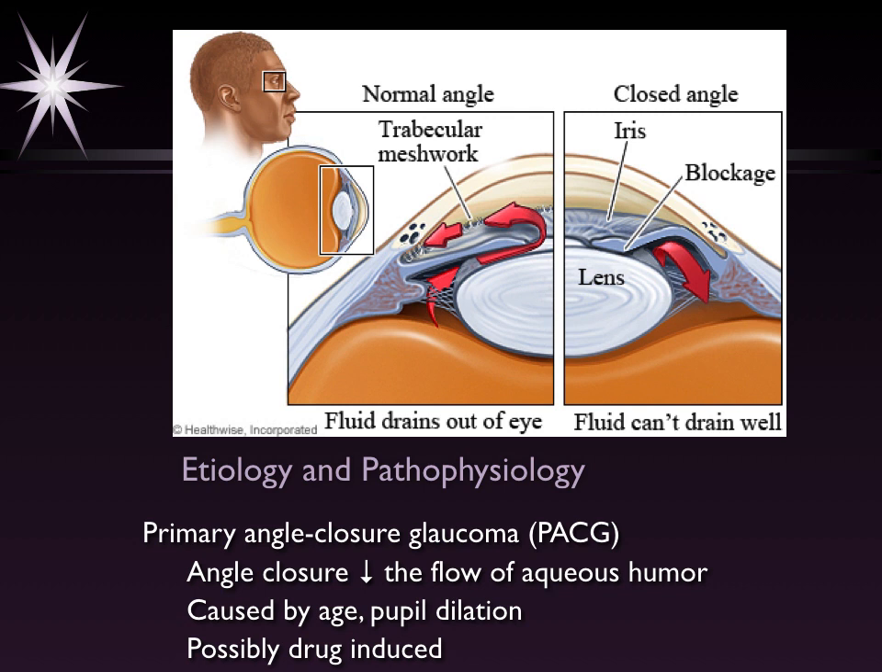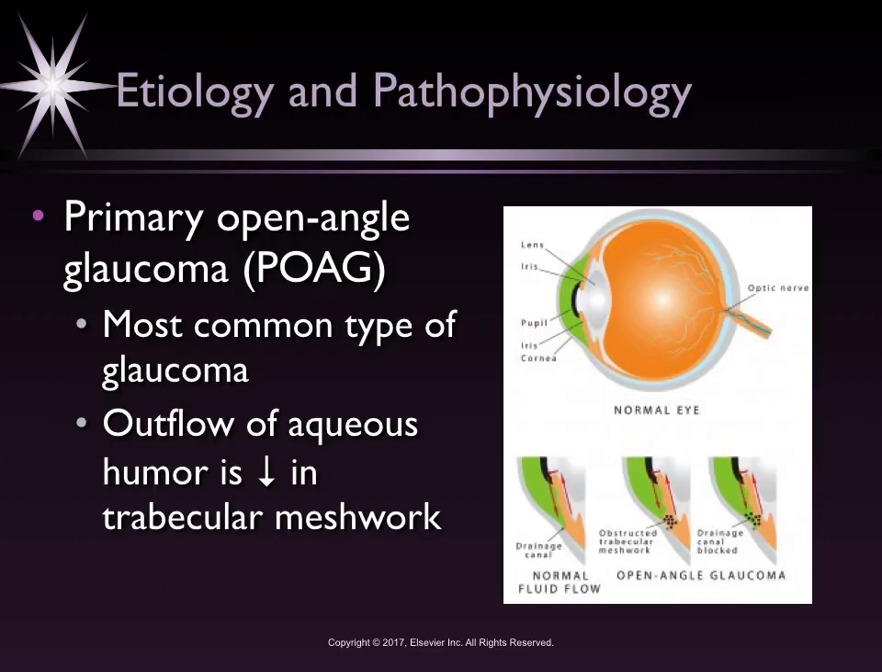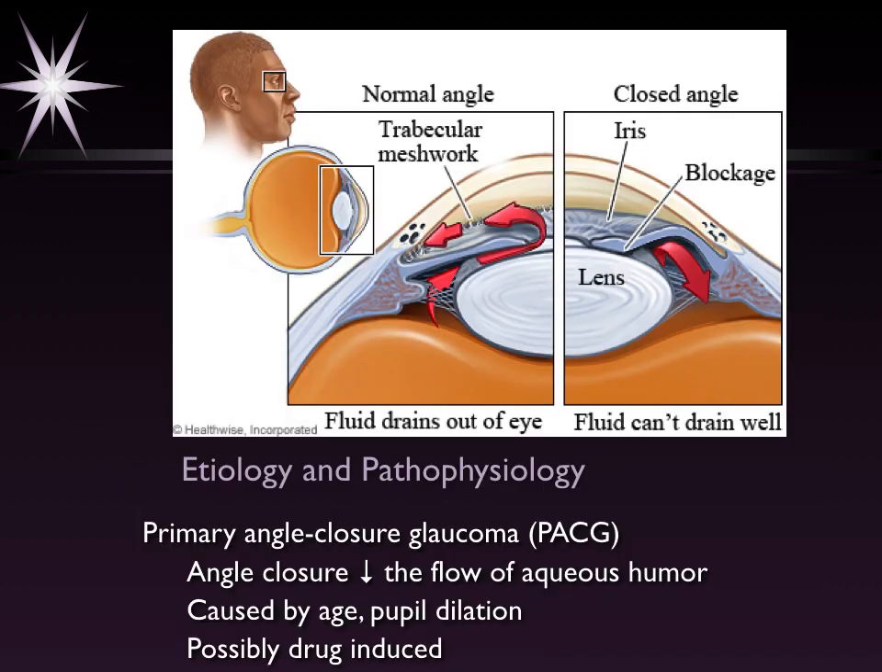With primary angle closure glaucoma, so let's go back one. Here we had primary open angle glaucoma. Now we have primary angle closure glaucoma. The angle closure causes a decrease in the flow of the aqueous humor. It's caused by a reduction in the aqueous humor outflow that results from the angle closing.